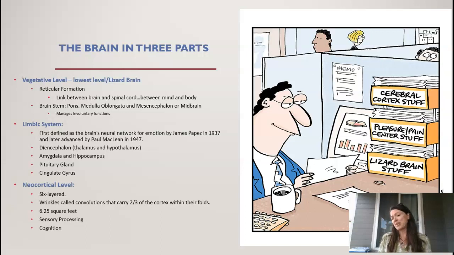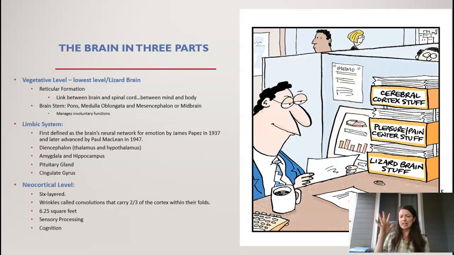Lizard brain has been around a long time. It's the oldest part of the brain. It is very instinctive and involuntary. Thank goodness that we don't have to think about activating all those systems that it works on, which we'll talk about. The limbic system. Oh, let me do this.